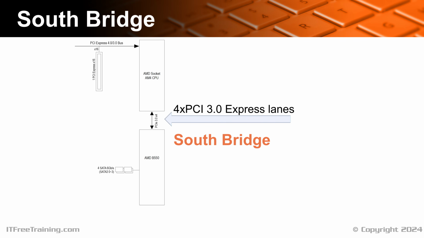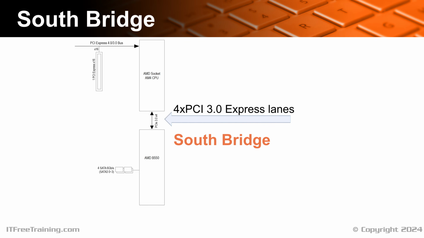In this example, 4 PCI Express 3 lanes are used to connect the CPU to the south bridge. To make things simple, I've only added the 4 SATA connectors. SATA does not require a lot of bandwidth, so you can see slow devices like these are not going to put much load on the 4 PCI Express lanes.